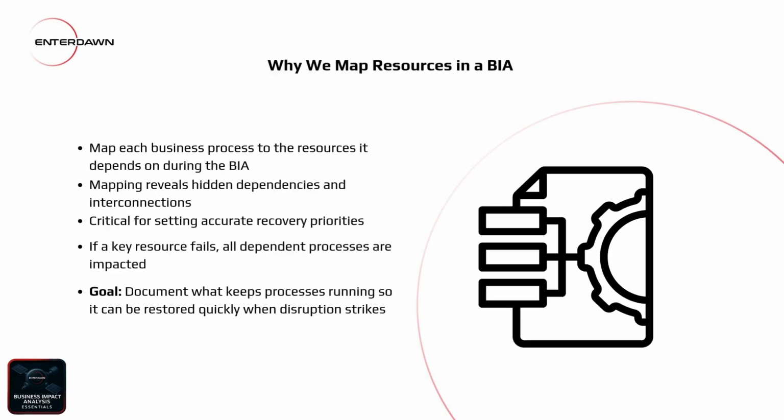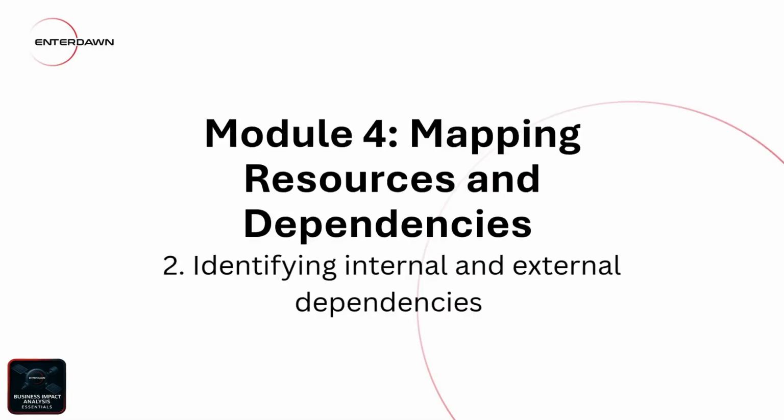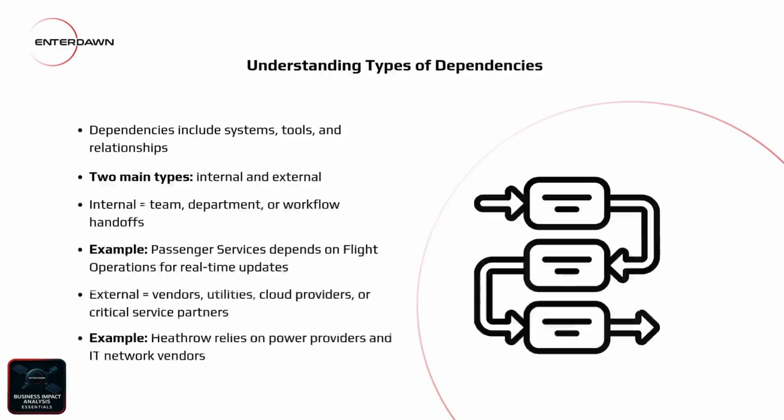Beyond systems and tools, many processes depend on people and handoffs. Let's look at how to identify both internal and external dependencies. Section 2, Identifying Internal and External Dependencies. Not all dependencies are systems or tools. Some are relationships. In this section, we focus on identifying internal and external dependencies that affect how processes function.